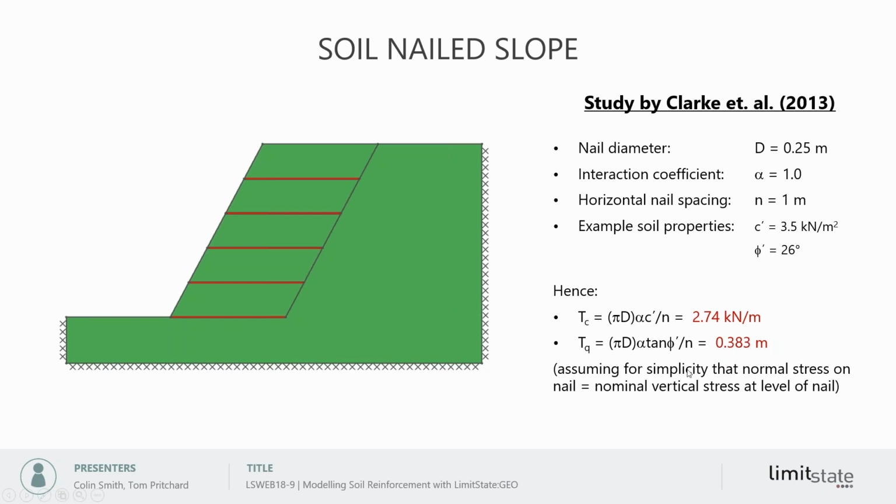And what it does is it assumes that the normal stress on the nail is equal to the nominal vertical stress at the level of the nail. Again, that's a typical assumption in classical limit equilibrium analysis.